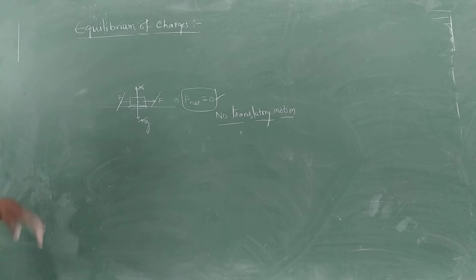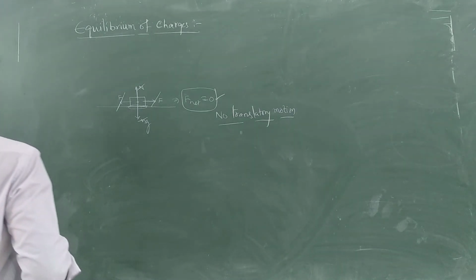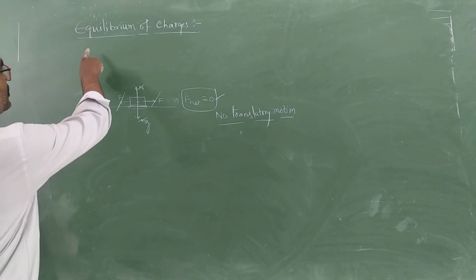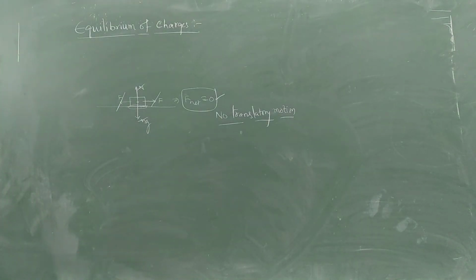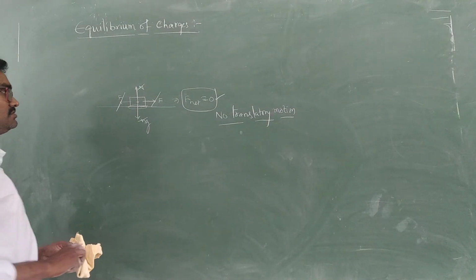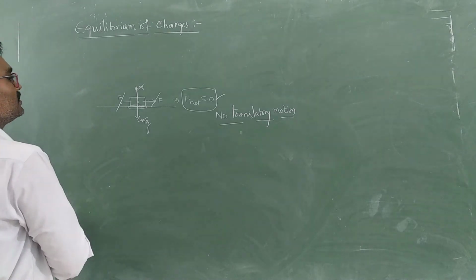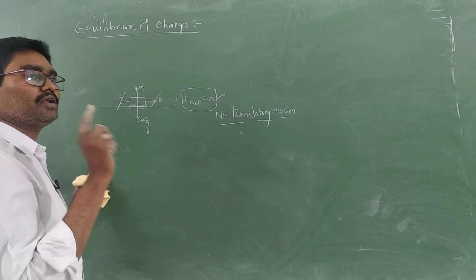Next, if you think about equilibrium, there are totally three types of equilibriums. One, stable equilibrium. Second, unstable equilibrium. The third one, neutral equilibrium. Okay. What are they? Stable, unstable, neutral.